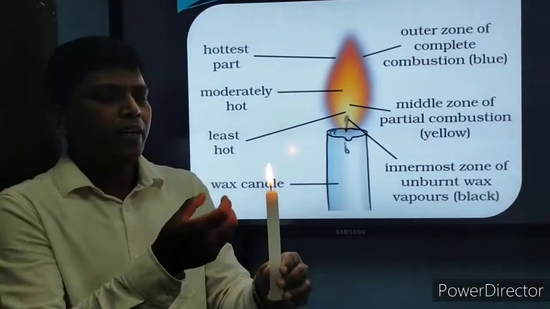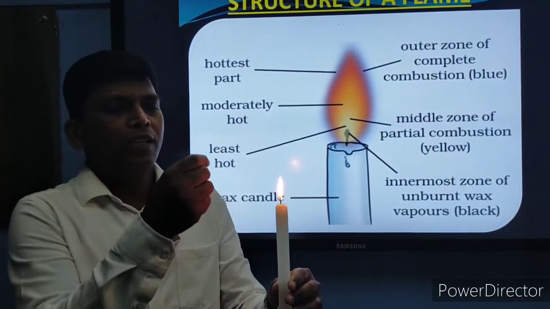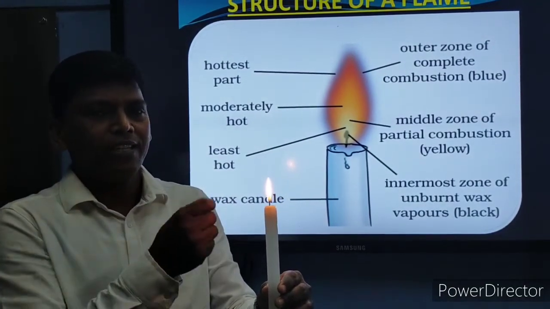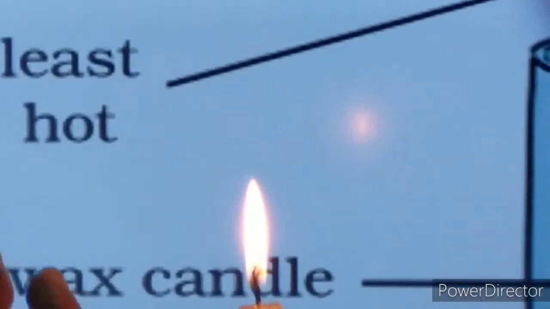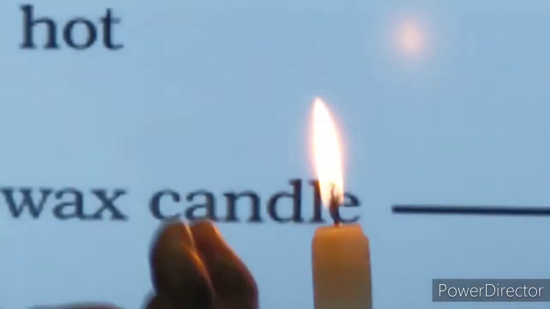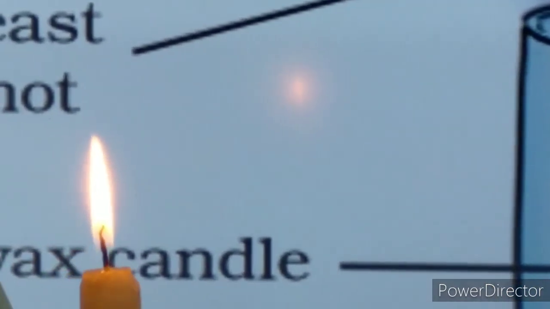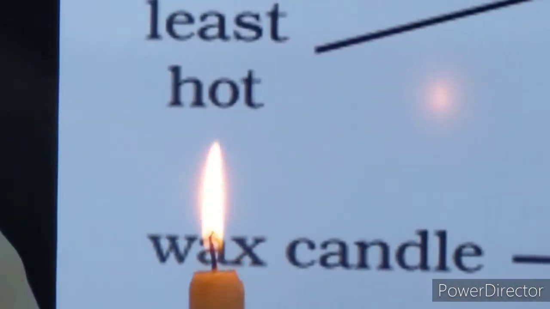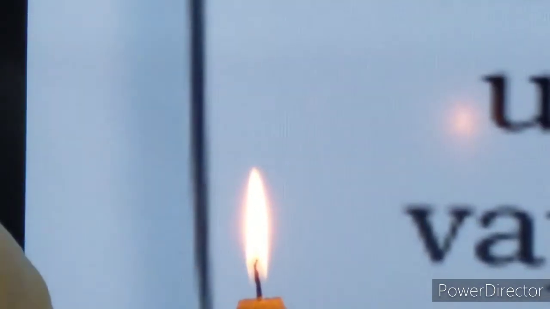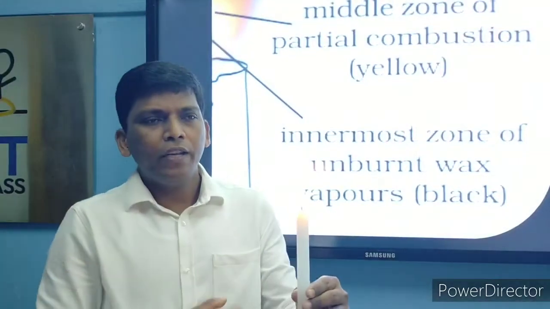The outermost zone is bluish in color, whereas the yellowish part that we see is the middle zone, where moderate combustion takes place and the heat is also moderate. And the innermost part, you can see, is blackish in color. That is the innermost zone of the candle flame and it is the least hot zone. So the outermost zone of a flame is the hottest part.